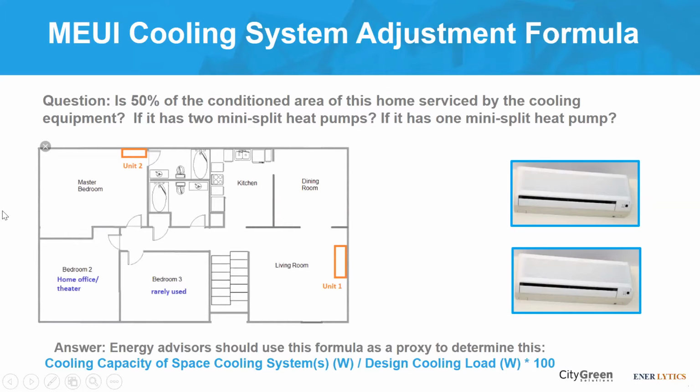For this reason, and to avoid that subjectivity in making a call about 50% of conditioned area serviced by cooling, there's a formula that functions as a proxy to determine the cooling capacity of the space cooling systems. The formula is cooling capacity of space cooling systems in watts divided by design cooling load times 100. This formula is built within the BC Energy Compliance Report, so you don't need to do it yourself. You just need to insert the data requested within the compliance report.